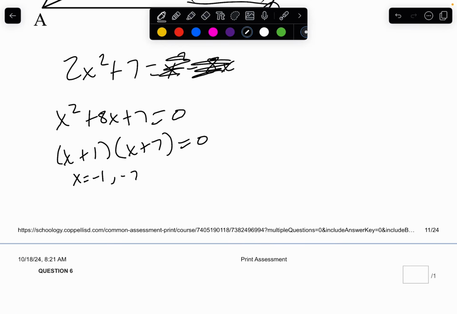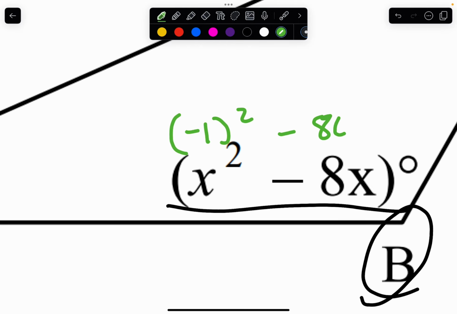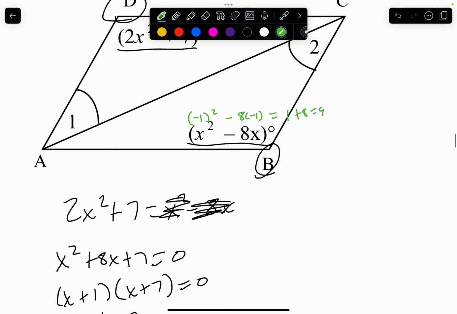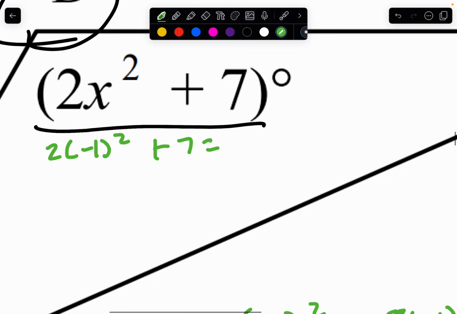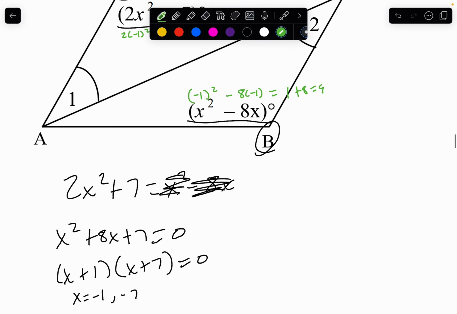But we have to test our answers. So plug in -1 and see what happens. That would be +1. And then -8 times -1 would be +8. That would be 9. Could that angle be 9 degrees? Technically, yes. It doesn't look 9 degrees, but we don't care about that. To test our work, we can plug it in up here. That would be -1 squared would be +1 times 2 would be 2, and that is 9. So we know we got the right number, and yeah, 9 is a reasonable number. It's between 0 and 180.